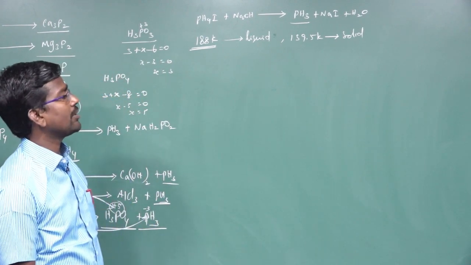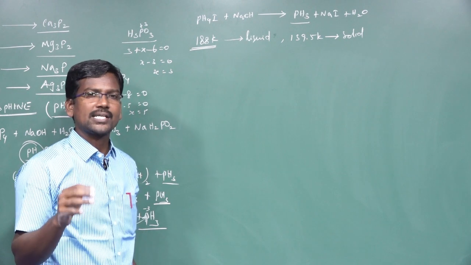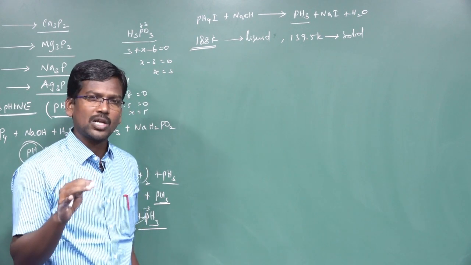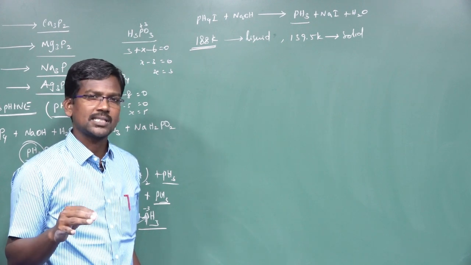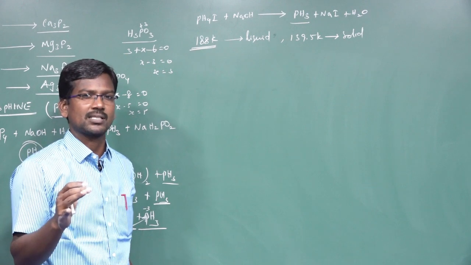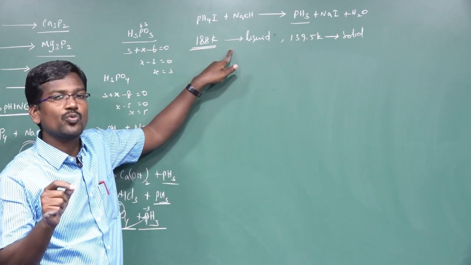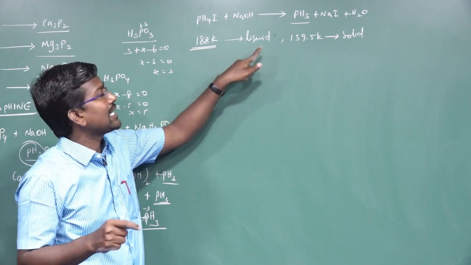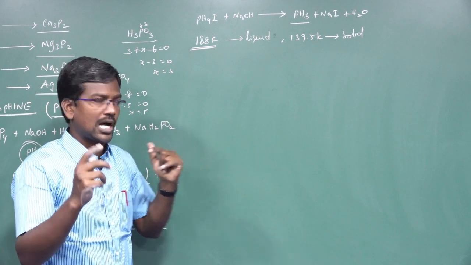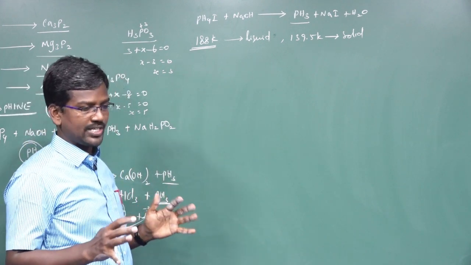These are the important physical properties of phosphine. Phosphine is colorless, poisonous, with a rotten fish smell. It is slightly soluble in water. It is a neutral substance and does not show any characteristic litmus changes. At 188 Kelvin, it condenses to form a liquid. At 139.5 Kelvin, it freezes to form a solid.